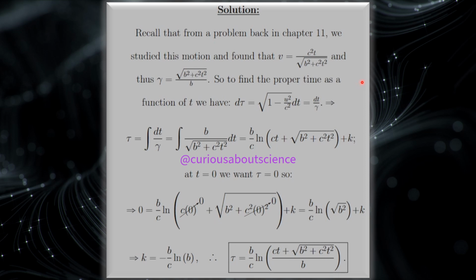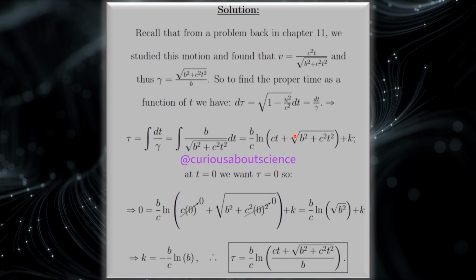So with this, we use it to find the proper time as a function of t. We have d tau is equal to the square root of 1 minus u squared over c squared dt, and that's equal to dt over gamma. So let's go ahead and integrate to get tau off of that d tau. We have dt over gamma, so plug in what we found for gamma: a fraction in the denominator, multiplied by the reciprocal. Hence we have b over the square root of b squared plus c squared t squared dt. Again, you can let a calculator run through it. It's pretty simple though, it's just a natural log.